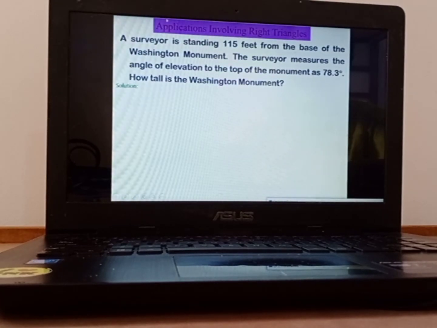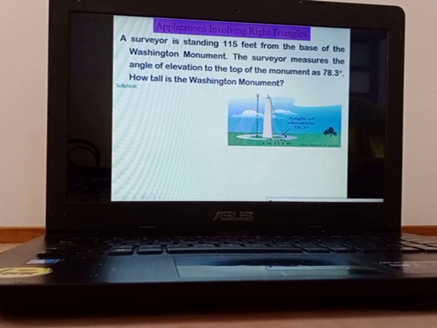So let's have an example. For our problem, a surveyor is standing 115 feet from the base of the Washington Monument. The surveyor measures the angle of elevation to the top of the monument as 78.3 degrees. How tall is the Washington Monument? So let's understand our given. To make it easy, we'll draw a diagram. So this is the Washington Monument, and then this is you standing at the base of our monument.